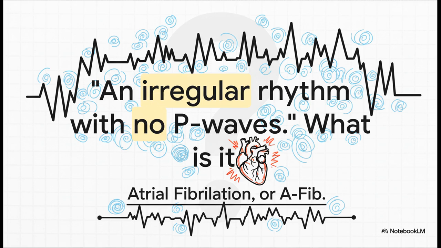So what about this description? An irregular rhythm with no discernible P waves. What does that mean? It means the atria are just kind of quivering instead of beating properly. It's chaotic. This is the textbook definition of atrial fibrillation, or AFib. Irregularly irregular with no P waves, that is the phrase you need to know.